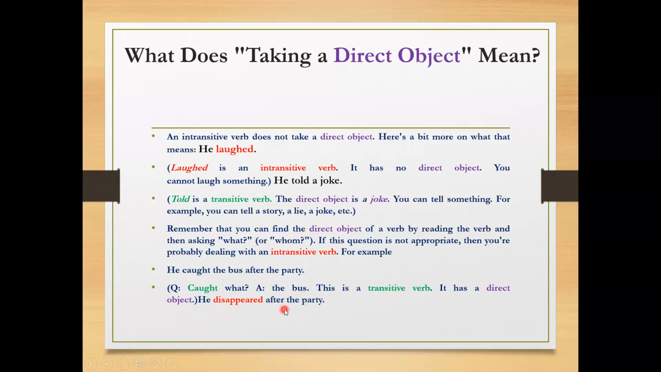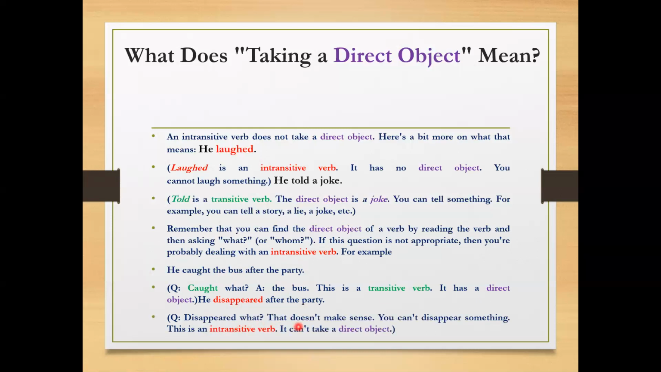Now, he disappeared after the party. What he disappeared? You can't answer. So what will you say? Disappeared what? That doesn't make sense. You cannot disappear something. This is an intransitive verb. It can't take a direct object. What disappeared? He disappeared. So "he" is the subject over here, and there is no direct object.